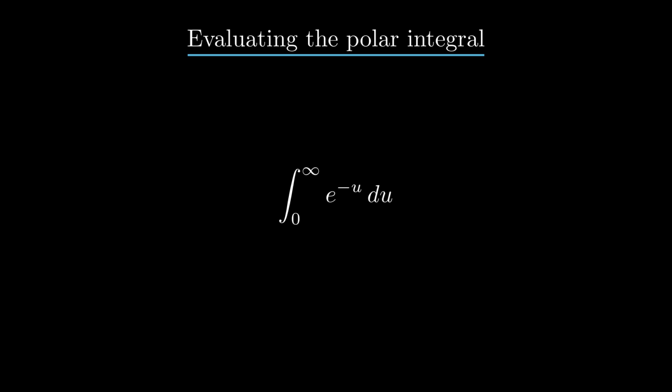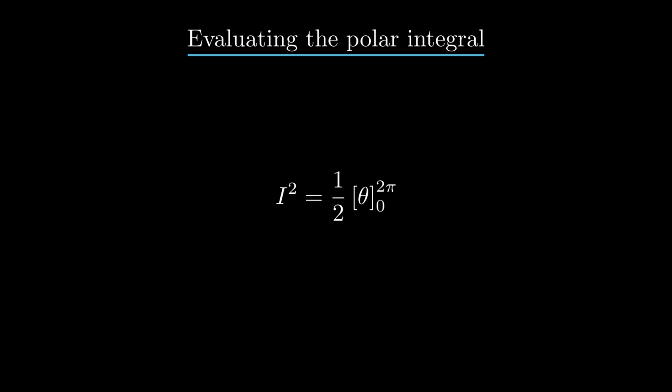The antiderivative of e to the negative u is negative e to the negative u, evaluated from 0 to infinity. At infinity, e to the negative u goes to 0, and at 0 it equals 1, so the value is 1. That means the entire r integral evaluates to 1/2. Now we substitute that result back into the polar form.